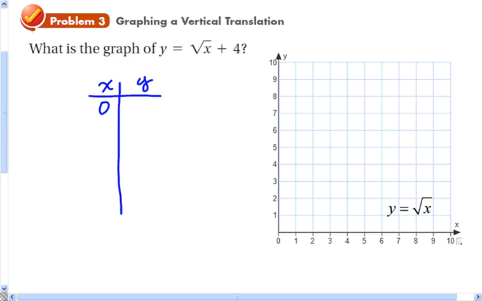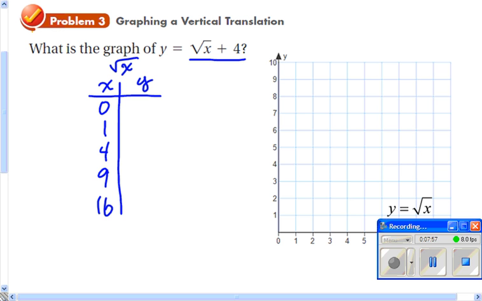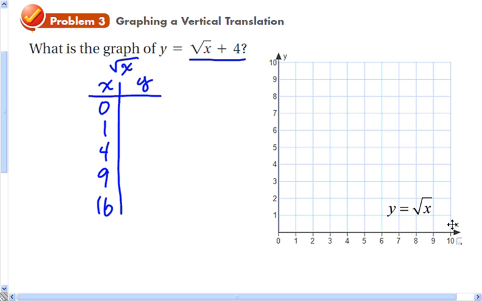I'm going to use perfect squares for my inputs. And so the square root of 0 is, now remember we're doing the square root of x, not this one. So the square root of 0 is 0, square root of 1 is 1, square root of 4 is 2, 9 is 3. And I'm just going to plot those on there and then try to approximate the curve. So 0, 0. 1, 1, 4, 2, 9, 3. And so the graph is going to look about like that.